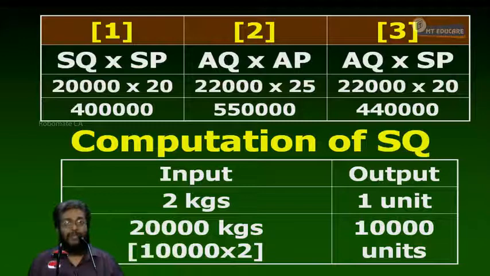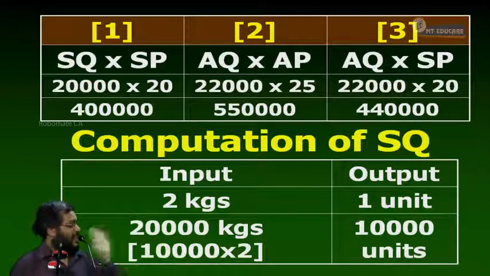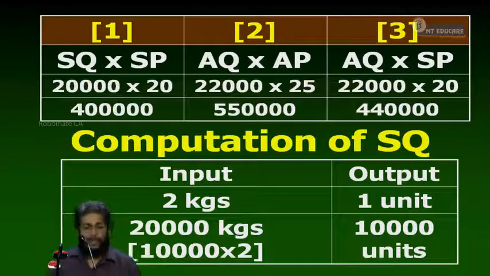Everybody yes or no? So column 1 is called standard cost and column 2 is called actual cost. Standard cost, 4 lakh. Actual cost, 5,50,000. Standard cost is called cost allowed. Column 2 is cost spent. The difference between cost allowed and cost spent is called cost variance.